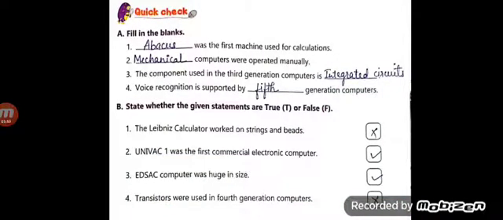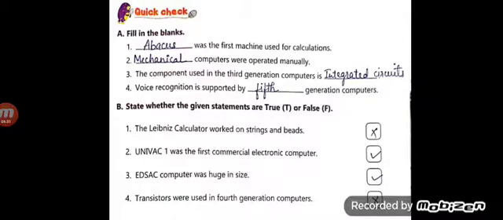Let us jump to the exercise part. You can pause the video while you are completing your book. Let us see fill in the blanks first. The first is: dash was the first machine used for calculation. It was the abacus. Next, dash computers were operated manually: mechanical. The component used in the third generation computers is ICs, integrated circuits. Next, voice recognition is supported by which generation computers? The fifth generation computers.